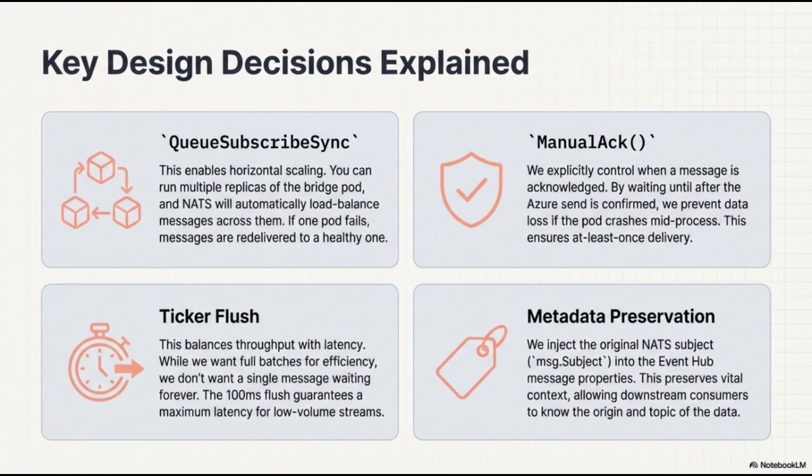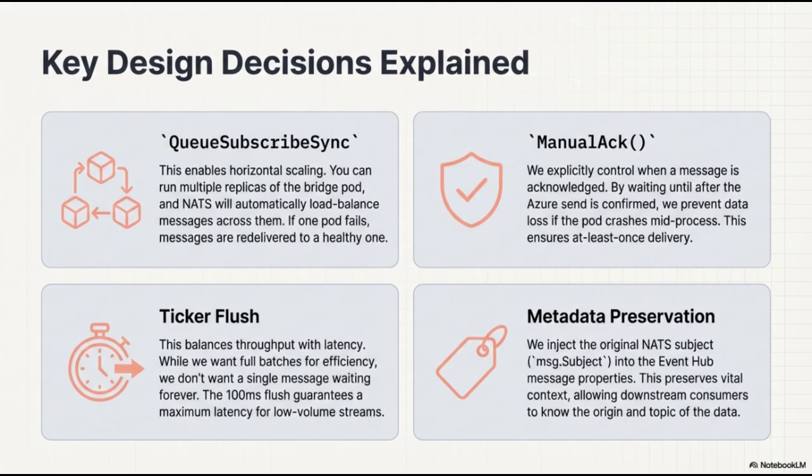This slide highlights the key design decisions made for this architecture. First, the use of queue-subscribe sync enables horizontal scaling by allowing multiple replicas of the bridge pod to run simultaneously. NATS automatically load balances messages across these pods, and if any single instance fails, messages are seamlessly redelivered to a healthy one. Second, we utilize manual ACK to explicitly control when a message is acknowledged. By waiting until after the Azure send is confirmed, we prevent data loss in the event of a mid-process crash, ensuring at-least-once delivery.